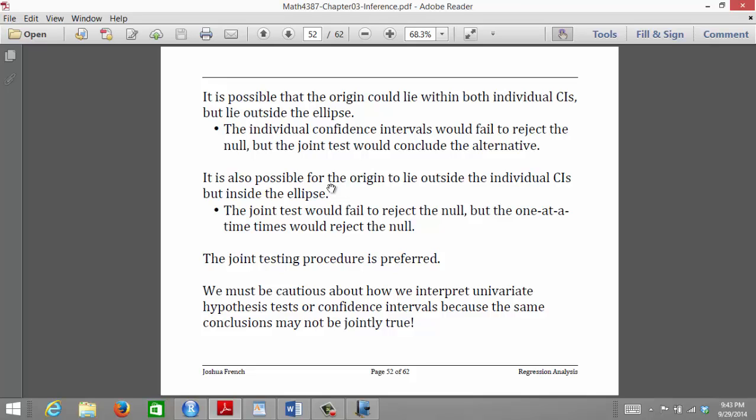So as I mentioned before, just to reiterate it one more time, if you want to make inference about more than one regression coefficient simultaneously, you really should consider the joint testing procedure. You should really construct the joint confidence region, the confidence ellipsoid, and you shouldn't make your conclusions from your individual confidence intervals. So your univariate confidence intervals and hypothesis tests may produce different results than if you do simultaneous hypothesis tests, or construct simultaneous confidence regions.